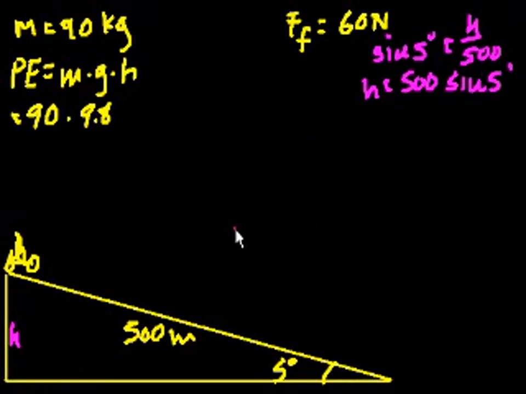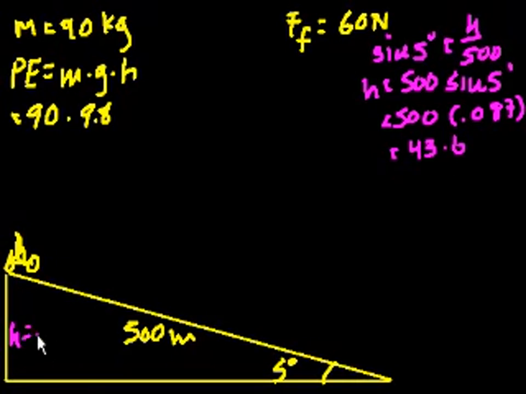And I calculated the sine of 5 degrees ahead of time. It's because I didn't have my calculator with me today. But you could do this on your own. So this is equal to 500 times the sine of 5 degrees, which is 0.087. So when you multiply these out, what do I get? I'm using the calculator on Google, actually. 500 times sine, you get 43.6. So the height of the hill is 43.6 meters.